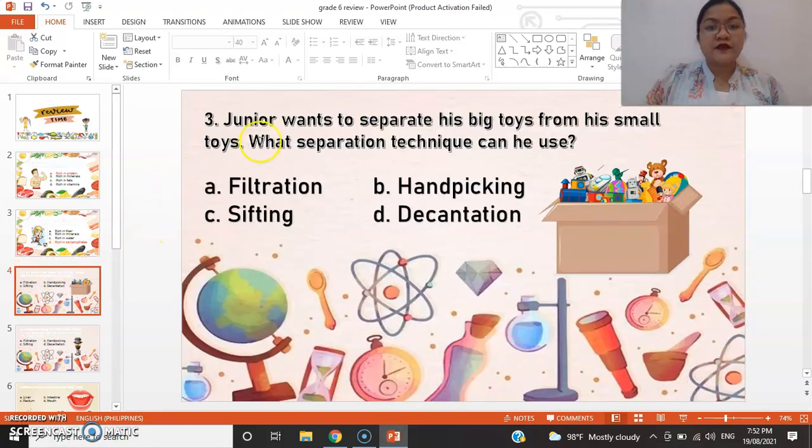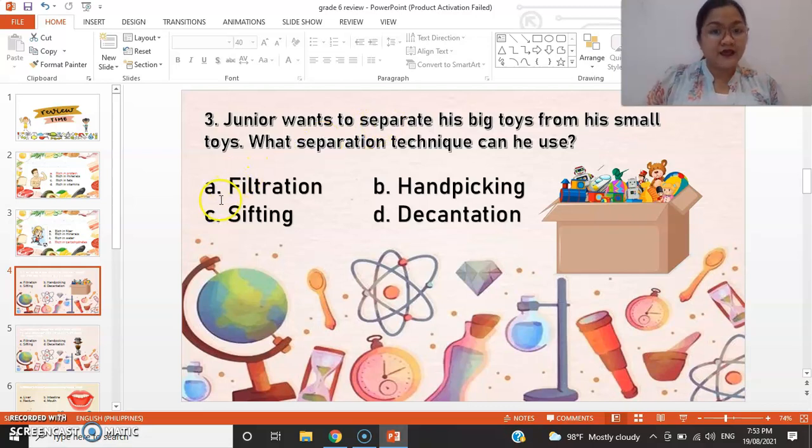So, number 3, we have Junior wants to separate his big toys from his small toys. What separation technique can he use? Again, Junior wants to separate his big toys from his small toys. So we are talking about separation techniques. So what do you think he is going to use if he has big toys and small toys?